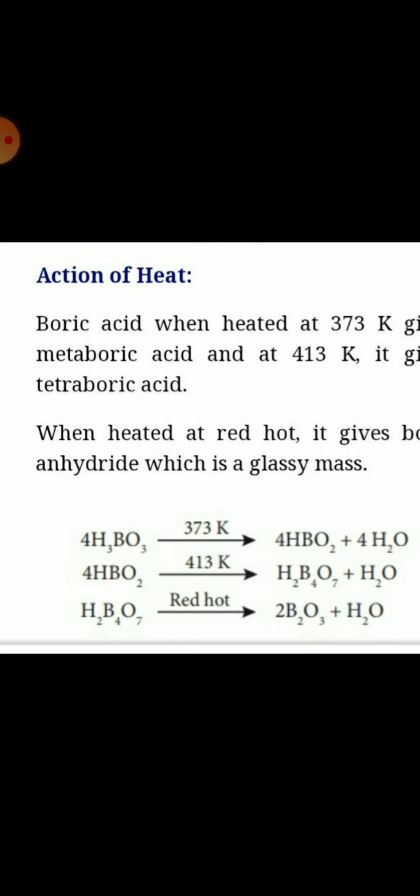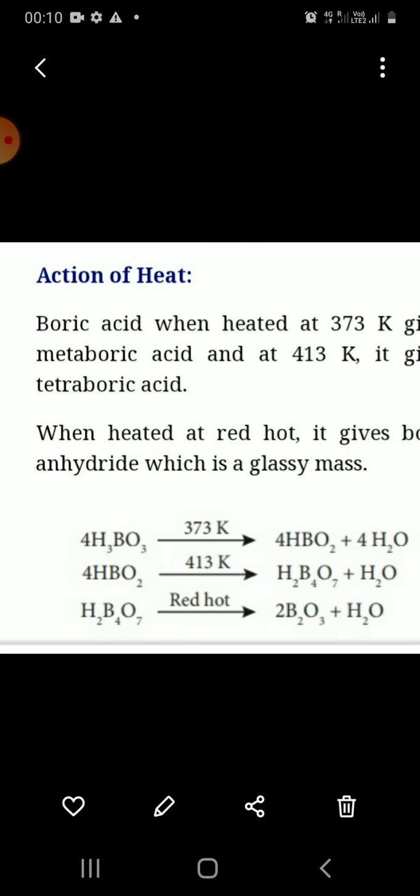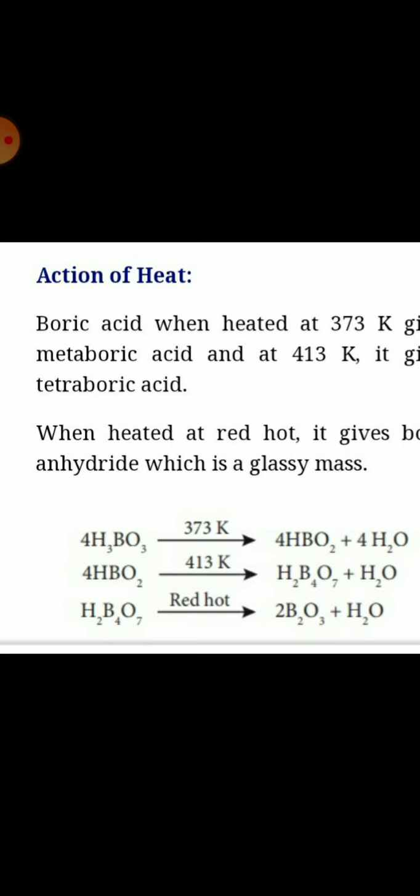Again, this acid under red hot condition, we can heat it to get boric oxide, B2O3, releasing water molecules. These are the three equations. This is the action of heat. Boric acid at 373 Kelvin gives metaboric acid, at 413 Kelvin metaboric acid heated gives tetraboric acid, and under red hot condition it gives boric oxide. Then action of heat is done.